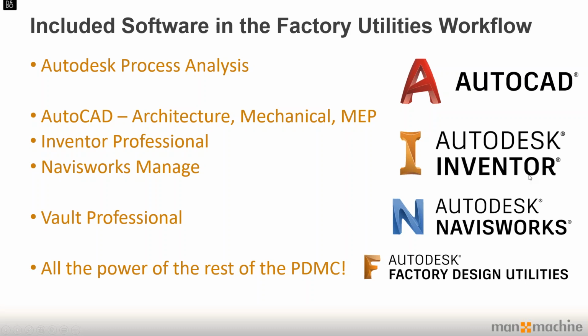Included in the factory utilities workflow is, obviously, all of the PDMC. So you get the factory utilities with your Product Design & Manufacturing Collection. But the products involved in the utilities workflow would be Autodesk Process Analysis, AutoCAD Architecture, Mechanical, MEP. So you can't use your vanilla AutoCAD, but with any of those you can use the vanilla versions. And then we have Inventor Professional at the heart of the factory utilities workflow, and Navisworks on the visualization and review side of things.